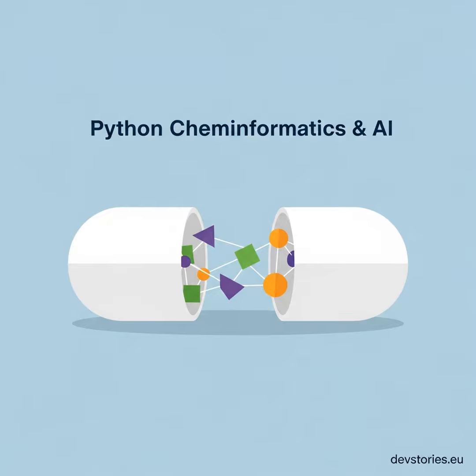AI models do not actually understand atoms and bonds. They only understand numbers. If you want an algorithm to compare two structures, you need a way to translate chemistry into math. Fingerprinting and molecular similarity is exactly how we bridge that gap.